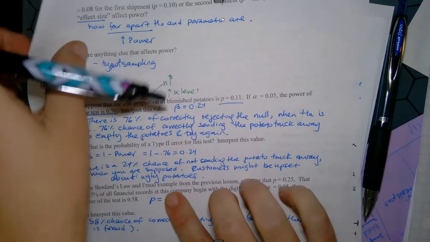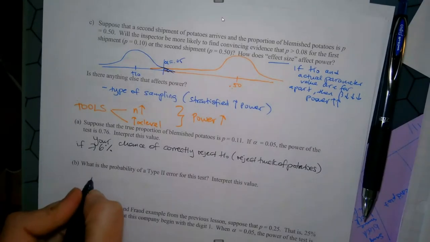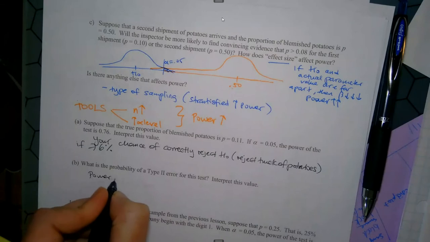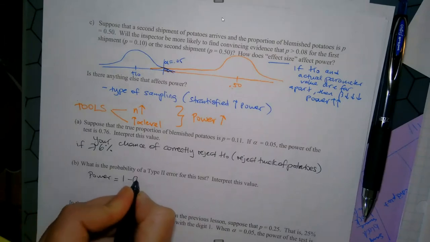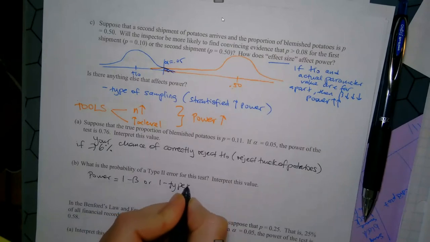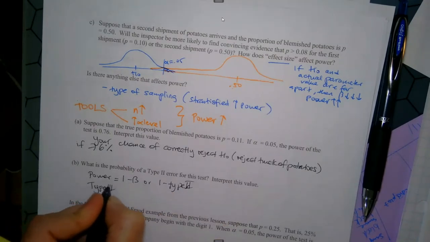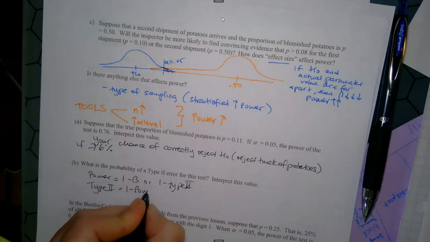Okay. What is the probability of a type 1 error for this test? Oh, what I just said. So the formula is power is 1 minus beta, or 1 minus type 2. So if we switch this equation around, it's also going to say the chance of a type 2 error is going to be 1 minus power.